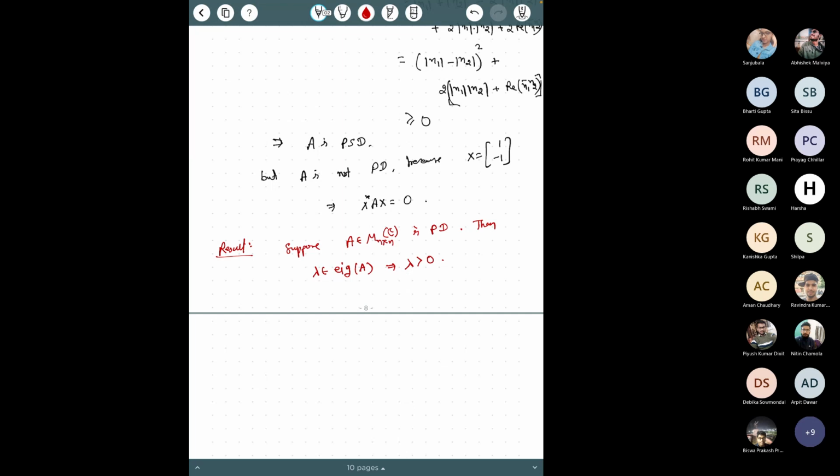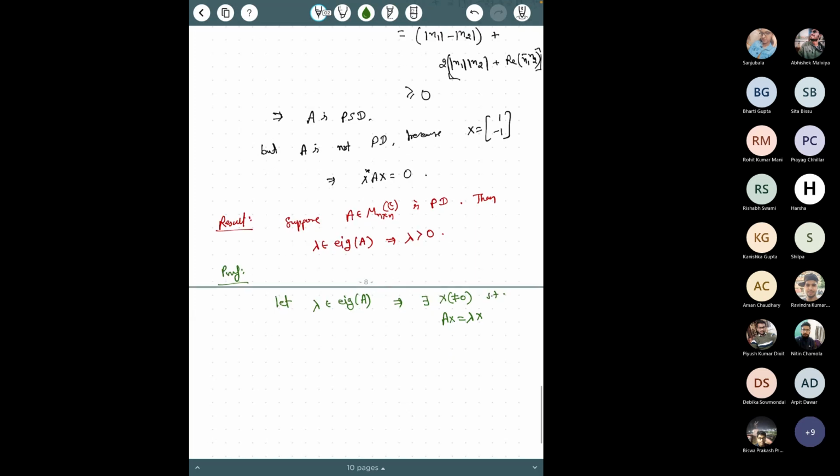Now how to show this? Can you give me some hints why this is true? So if lambda is an eigenvalue of a positive definite matrix, then it has to be greater than 0. So how to show this? What is given? Let us suppose lambda is an eigenvalue of A. This implies that there exists x non-zero such that Ax equals lambda x by definition.